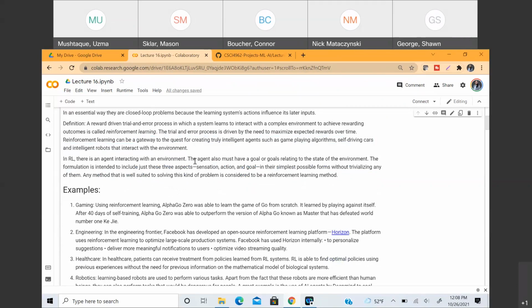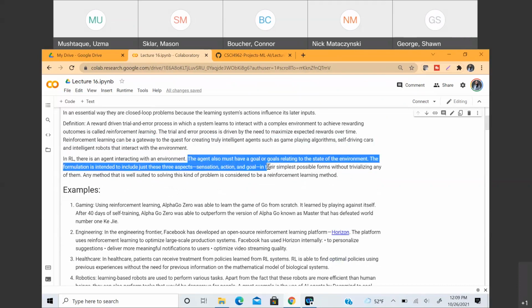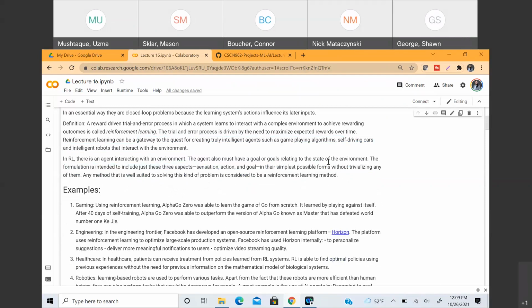So as I said, this is the core idea of reinforcement learning. The agent must have goals related to the state of the environment, right? So for example, in my vacuum case, my goal is to collect as much trash as possible, given an environment, which is a room in this case, all right? But in their simplest possible forms, without trivializing any of these things, like the sensation, the action, and the goal, meaning I would like to encompass as much as I can in the definition of my action, my goal, and my reward. Of course, I cannot take into account everything.